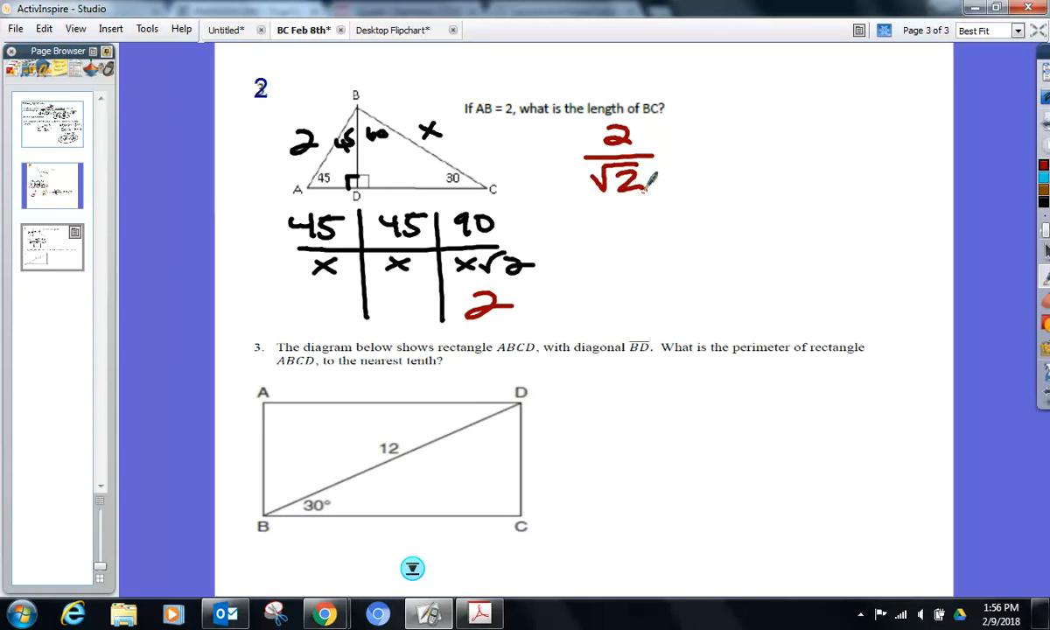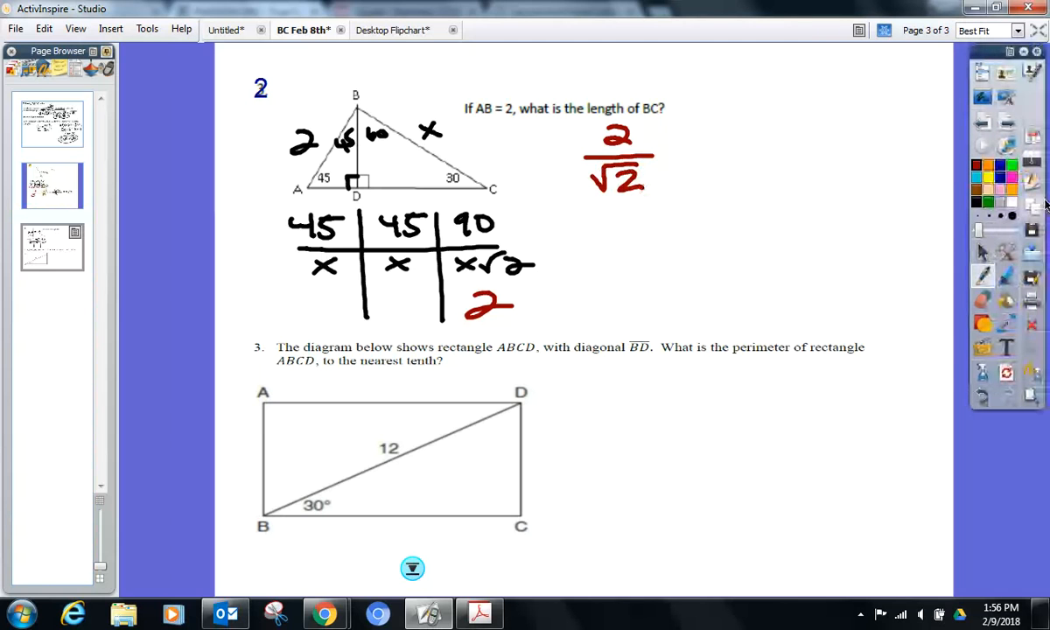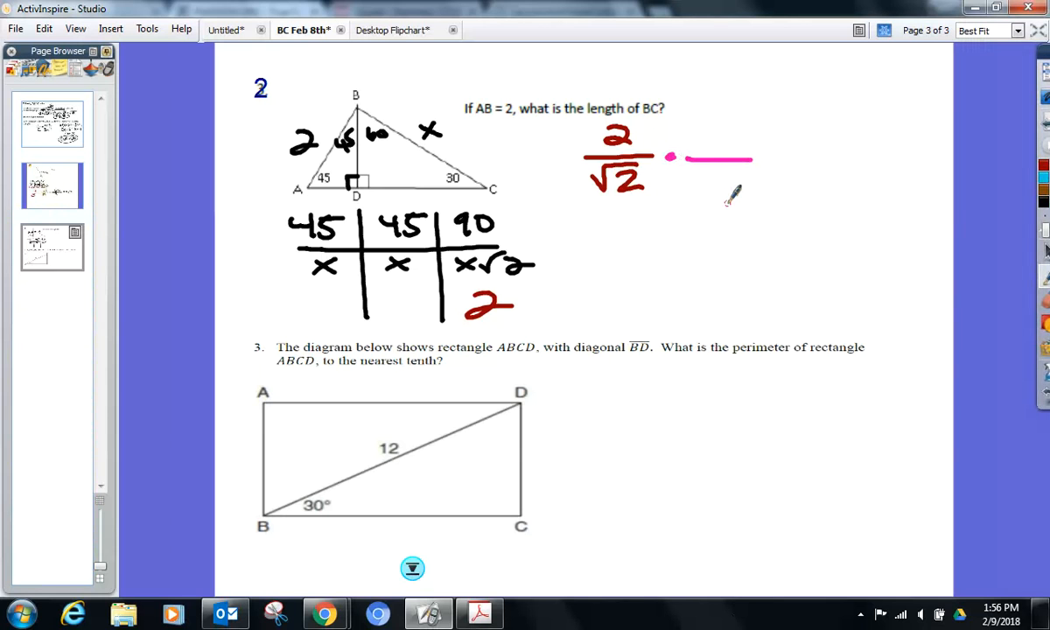What we just talked about in problem 1: no radicals in the denominator. So what do you want to multiply numerator and denominator by here? Top and bottom by radical 2, yep.